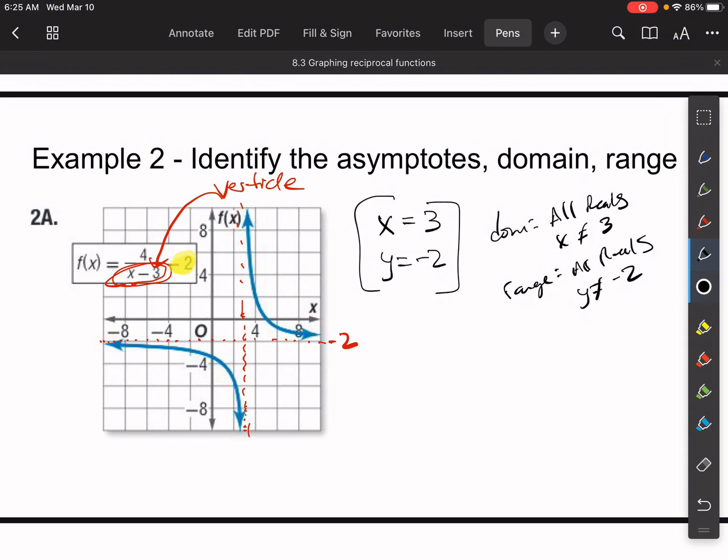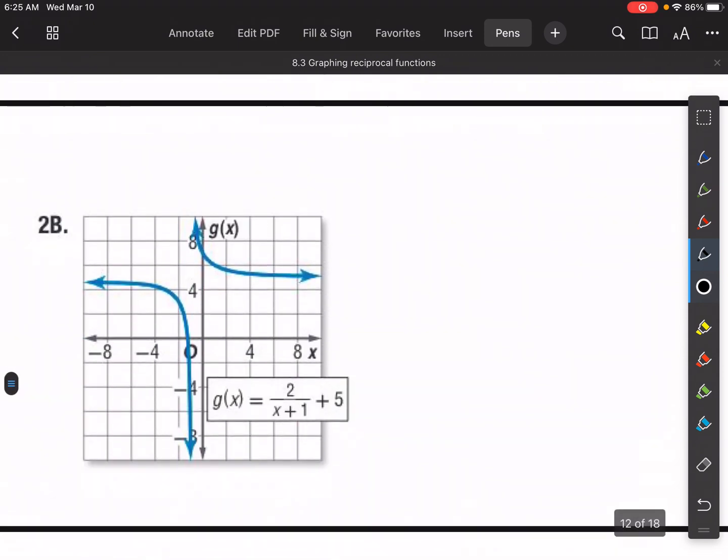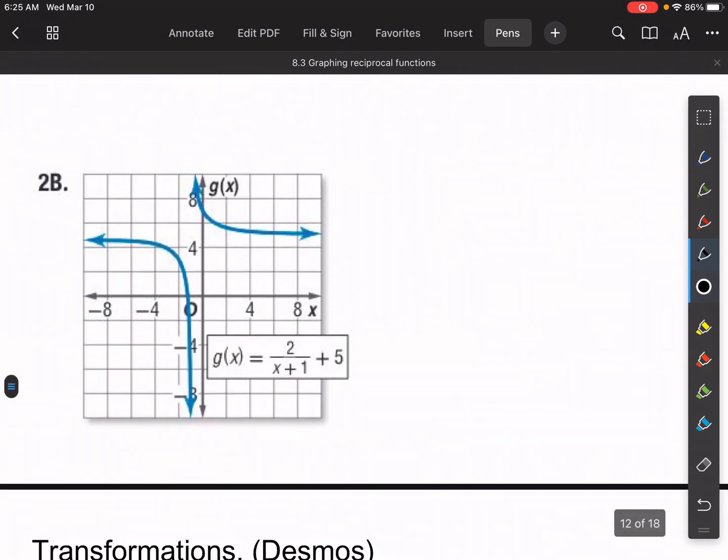Okay, so the place where the asymptotes are is the place that it cannot equal. And that's it. So that's 2a. Now I'm going to encourage you to do 2b on your own. All right, so try out 2b here. And then I'm going to go ahead and do it.